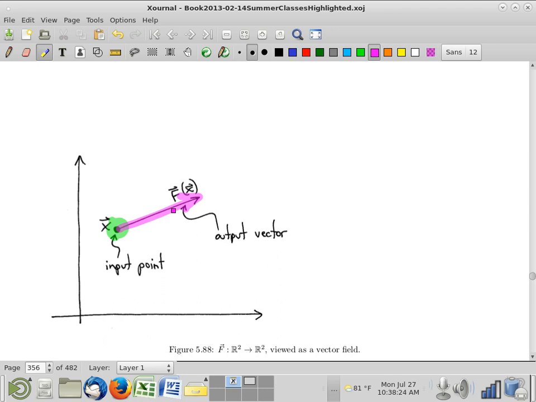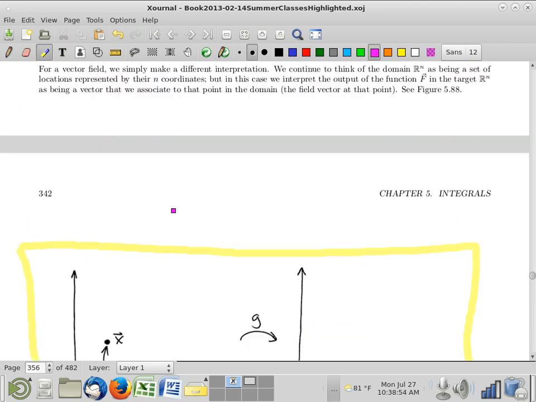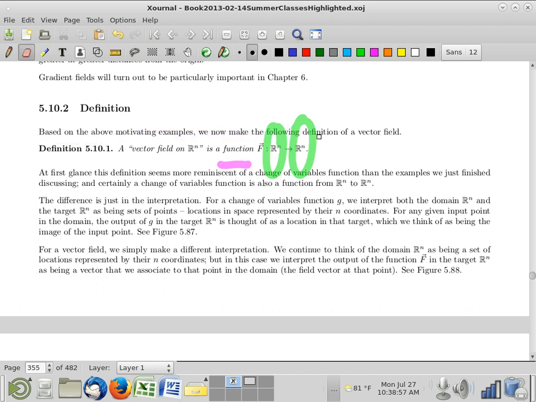If you have some way of associating to every point an associated vector, then what you have is a way of associating to every element of R2, thought of as input points to some function, a corresponding vector in R2, thought of not as a point, but as a vector. So it's actually a pretty natural way to write such a thing down mathematically. It's just a function from Rn to Rn. And I'm going to give you some examples in a couple seconds.